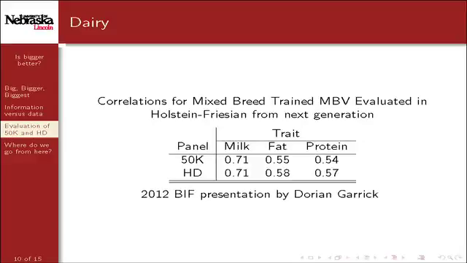Okay, Dorian Garrett did some similar work with dairy cattle. I think these were also presented at the BIF meetings this year. This was looking at a mixed breed trained MBV, evaluating three different breeds, two different breeds in the cross and Holstein, for milk, fat, and protein. So these are correlations looking at their performance in the next generation. 50K, 0.71, HD. Again, we see very similar results in there.